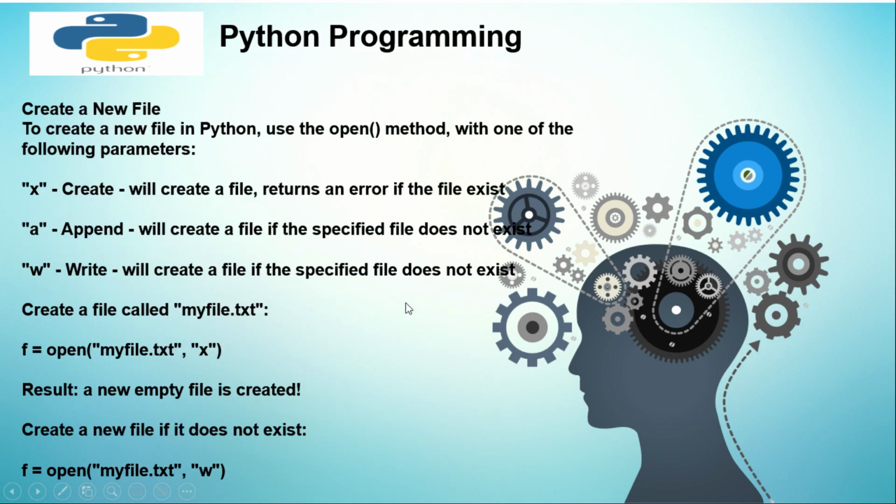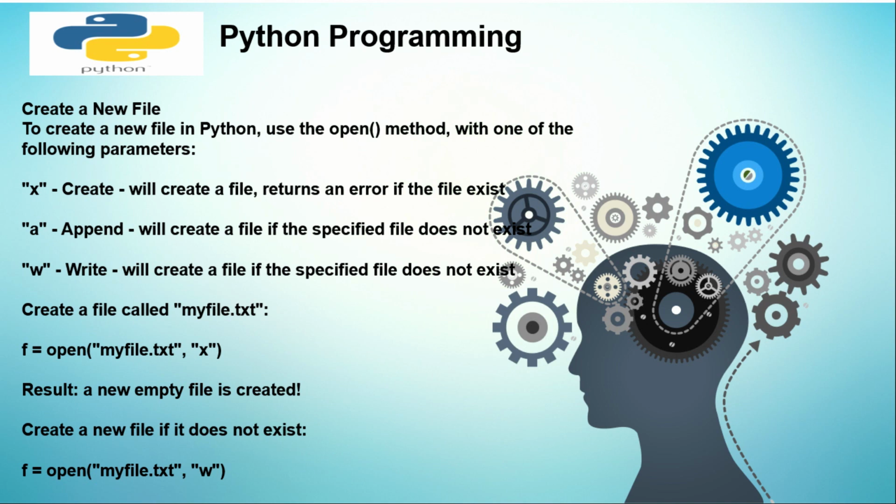When you create a new file with the open command, X will create a file. It returns an error if the file exists. A, which is appending, will create a file if the specified file does not exist. W will write, and will also create a file if the specified file does not exist. This we actually saw in the previous lecture.